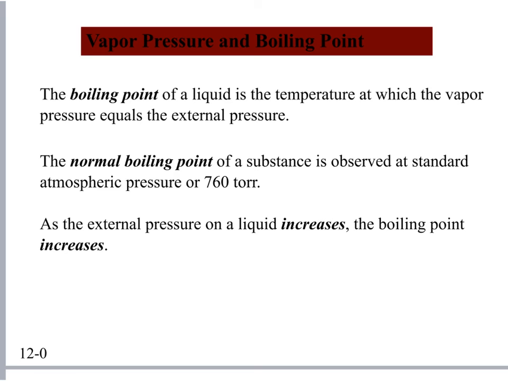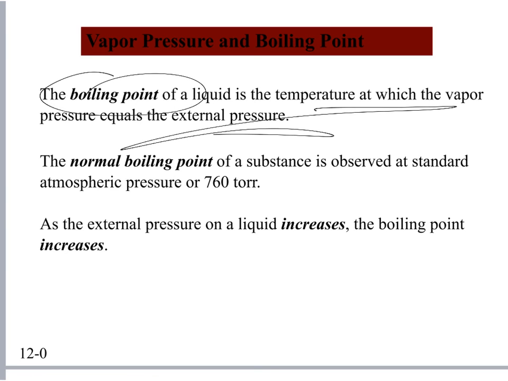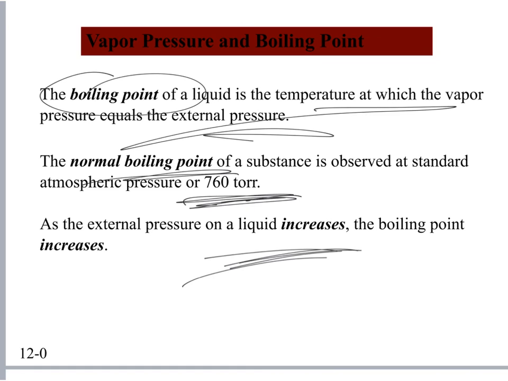Notice what I said before. The boiling point of a liquid is the temperature at which the vapor pressure equals whatever the external pressure is. The normal boiling point of something is the temperature at which the atmospheric pressure is 760. As the external pressure on a liquid increases, the boiling point increases. So basically, if it's higher pressure, you need more temperature to boil it. If you're up in the mountains and there's lower pressure, you don't need as much temperature to boil water.